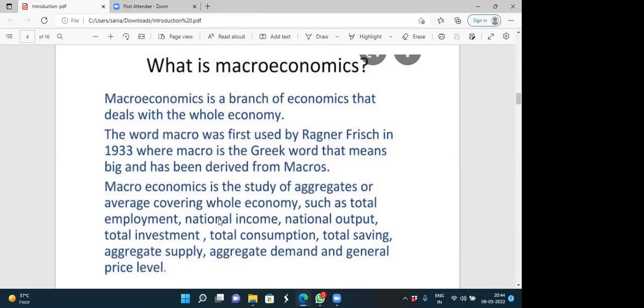Now moving to our third paragraph. Here it is written, macroeconomics is the study of aggregate. See, aggregate is a word. I guess you people are familiar, or it's a new word for you? Khushi, new word or familiar? Was it introduced in today's class or were you familiar with this word?